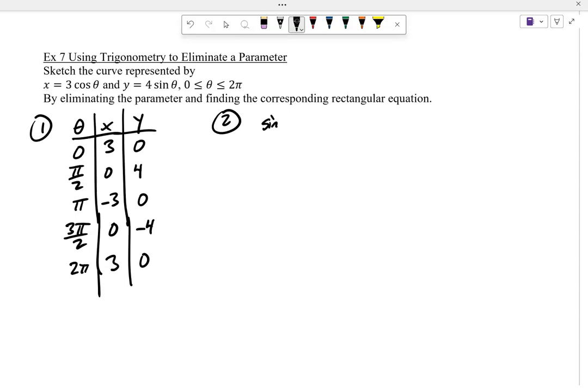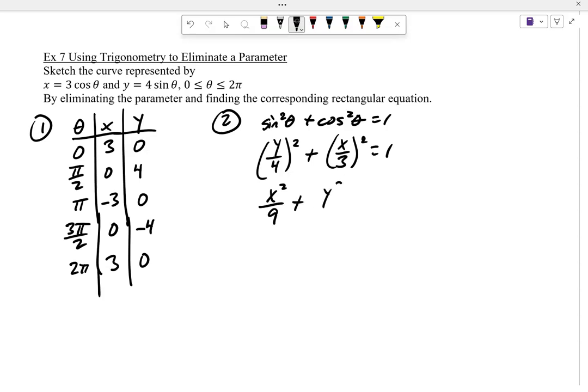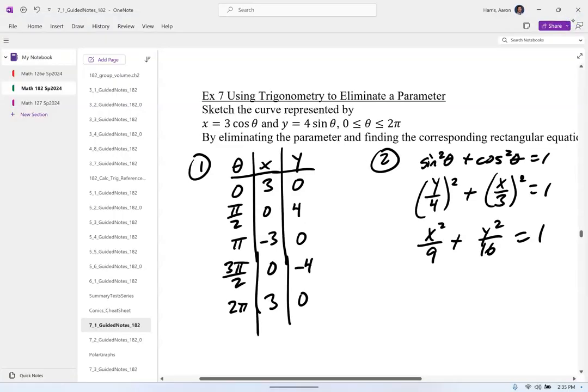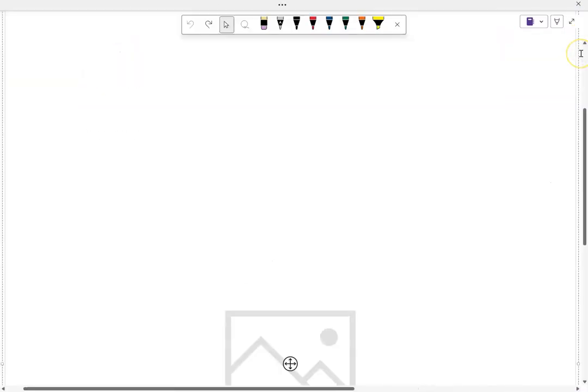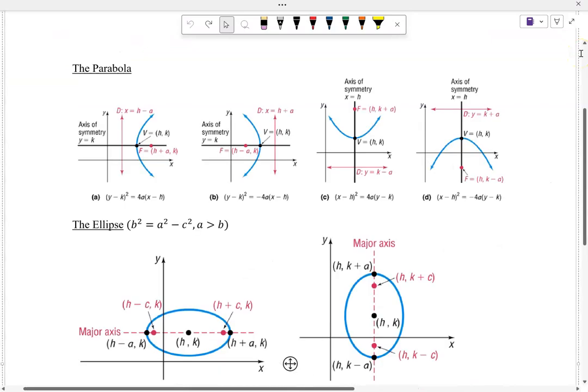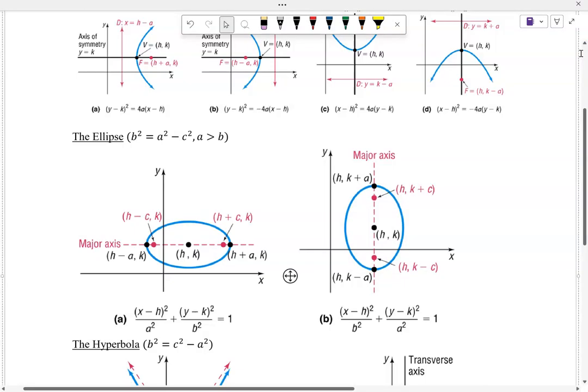I know sine squared theta plus cosine squared theta is 1, and the sine of theta is y over 4. The cosine of theta is x over 3 from the first equation. So I got x squared over 9 plus y squared over 16 equals 1. So this is an ellipse. If you look back at your conics cheat sheet, this is an ellipse.